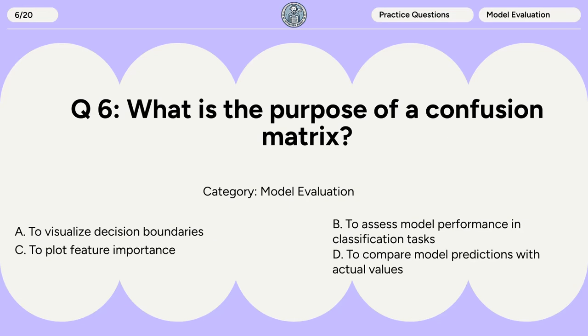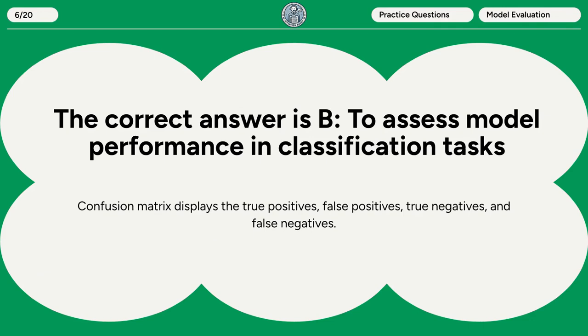Question 6. What is the purpose of a confusion matrix? A. To visualize decision boundaries. B. To assess model performance in classification tasks. C. To plot feature importance. D. To compare model predictions with actual values. The correct answer is B. To assess model performance in classification tasks. Confusion matrix displays the true positives, false positives, true negatives, and false negatives.